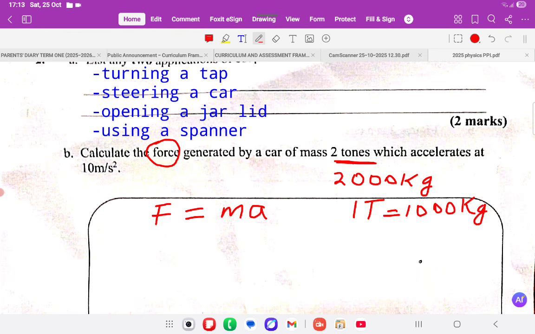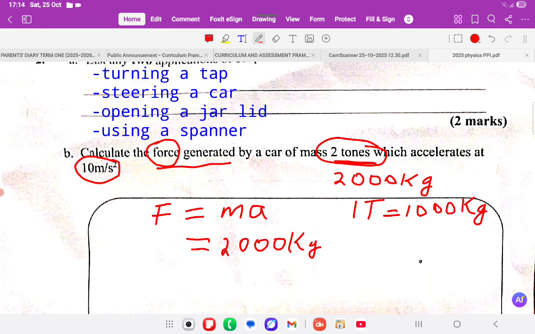We are given 2 tons, that means 2 times 1,000, which is 2,000 kgs. And acceleration is given as 10 meters per second squared. So all you have to do is calculate the force. Force is going to be equal to the mass of 2,000 kgs multiplied by 10 meters per second squared. Multiplying the two gives us a force of 20,000.